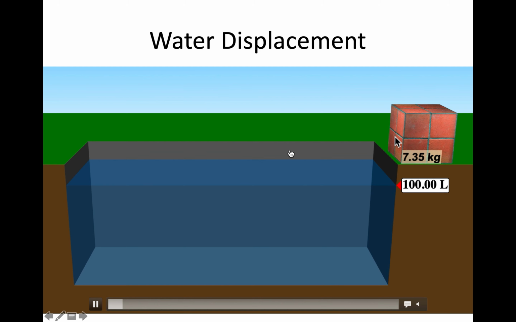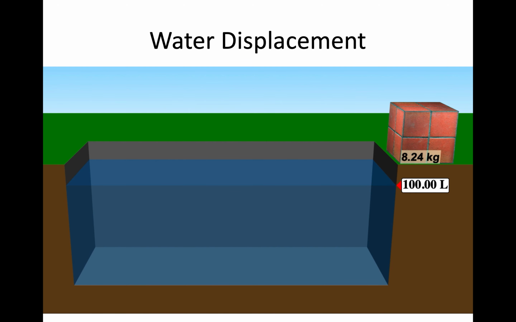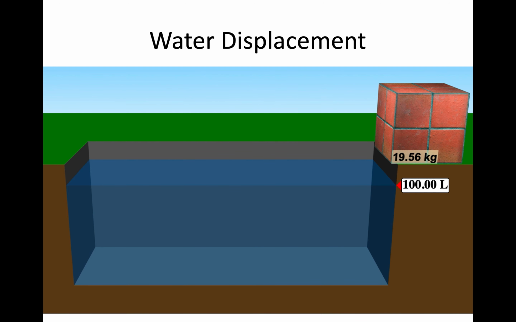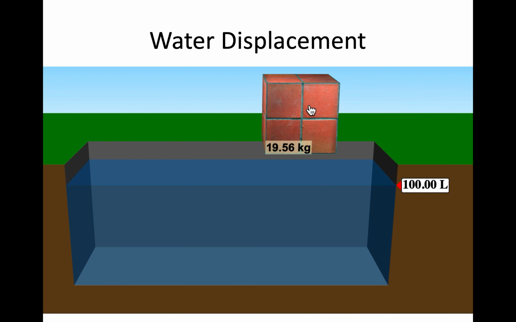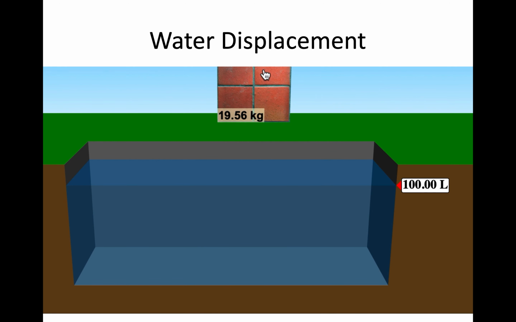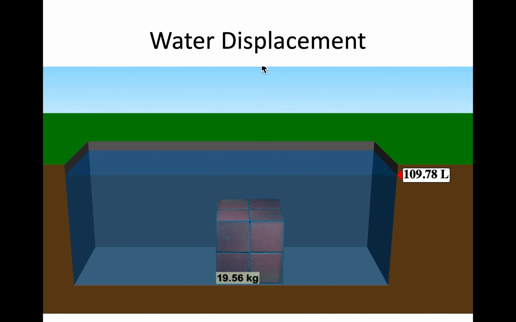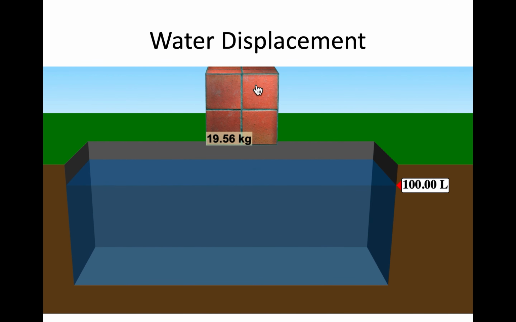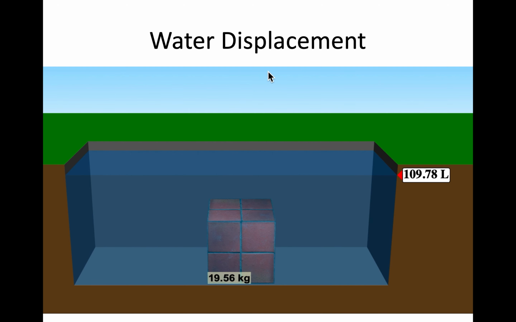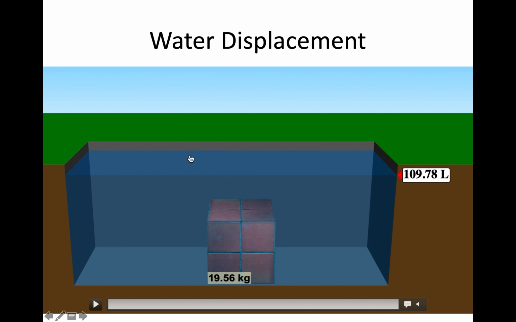If we're considering the volume, I want to introduce here the idea of water displacement. So let's say we take a brick. We're going to be measuring the volume of a brick. Let's make it a large brick. So we're going to take the brick and we're going to plop it into a pool of water. Notice how the volume has changed. Initially 100 to 109.78. We're displacing the water and using that to determine the volume of our object.